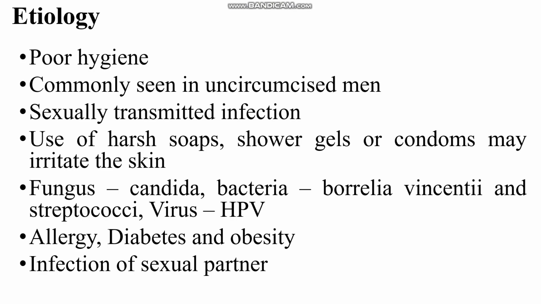Commonly we studied the different types of etiology. Again, generally we have to study this. The etiological factors are poor hygiene, commonly seen in uncircumcised men, sexually transmitted infections, use or over usage of soap, shower gels or condoms, fungus like Candida, bacteria like Borrelia vincentii and Streptococci, viruses like human papillomavirus, or any allergic situations, diabetes and obesity, and infections acquired from the sexual partner. So these are the etiological factors generally.